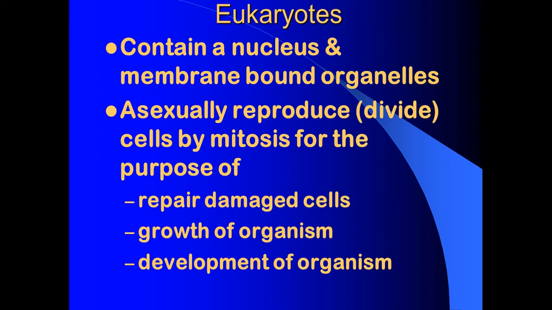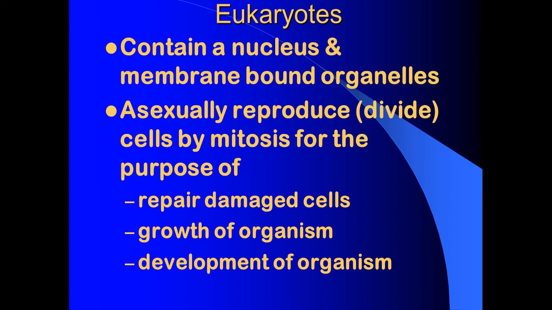All eukaryotes go through some form of asexual reproduction, which simply means the cells divide by mitosis, and they do that for three reasons. To repair damaged cells, so if you get a bruise on part of your body, those cells have been damaged and need to be replaced. So the new healthy cells underneath will go through rapid mitosis in order to repair the ones that have been broken.